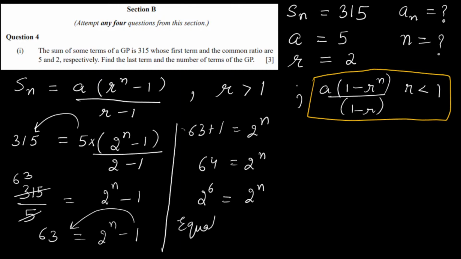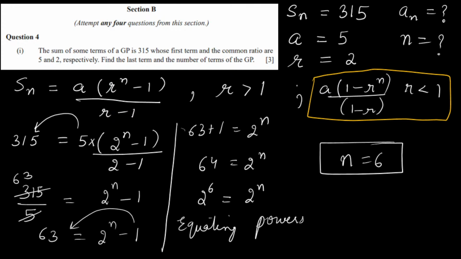So equating powers, we will get the value of n is equal to 6. n is equal to 6. Number of terms is equal to 6. Good, many of you found the answer before me. Yashashwini, Jayashree, Divyashri and Nikita. Okay, let's do the next part now.